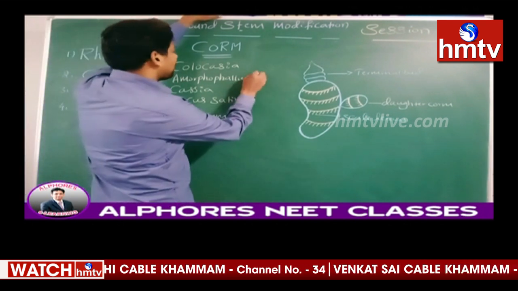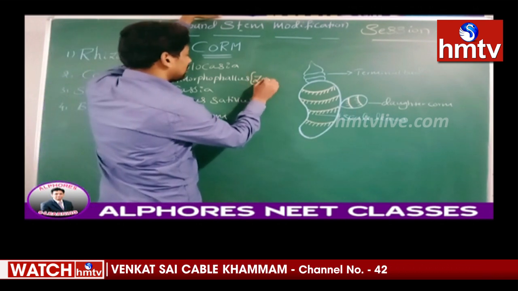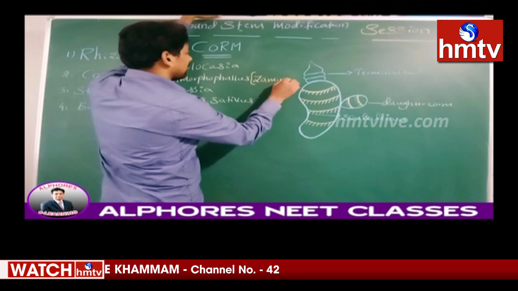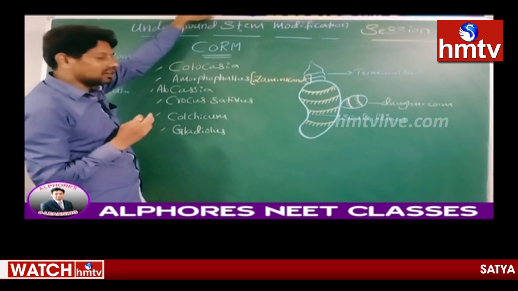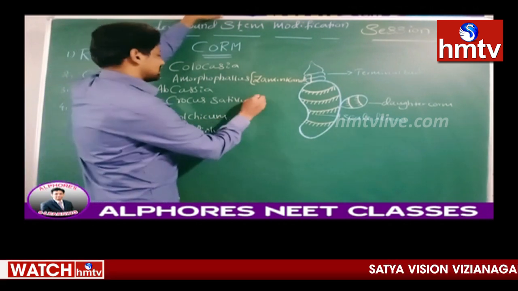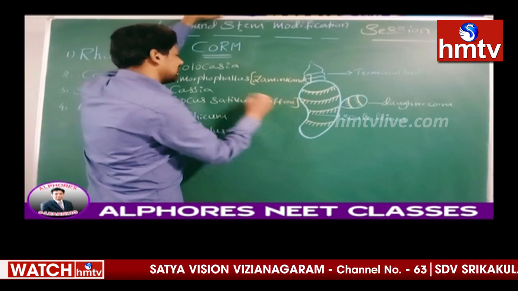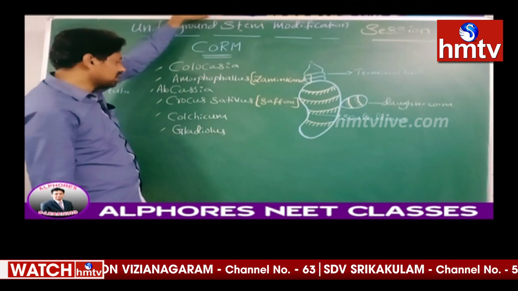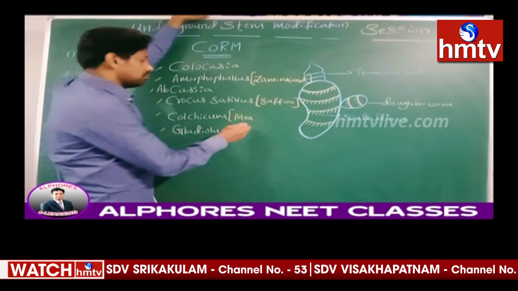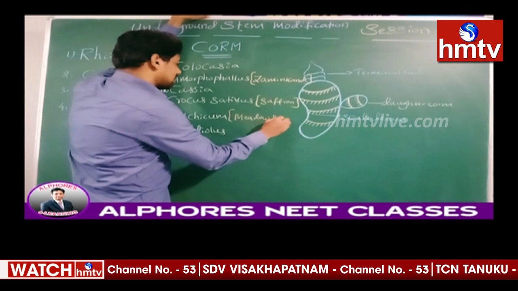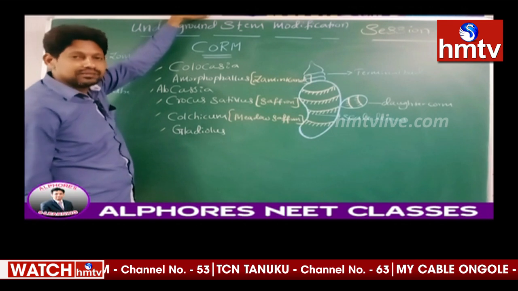Okay, sir, this Amorphophallus is also called as zameen khand. This Crocus sativus is commonly called as saffron, Kesar. Next, Colchicum. Colchicum is commonly called as meadow saffron. Okay.